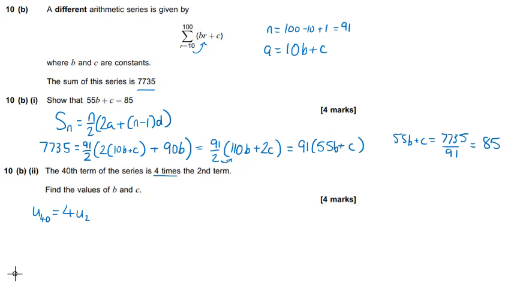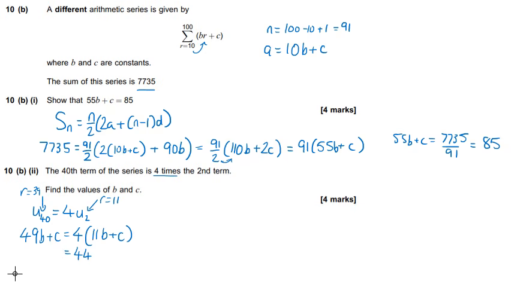Well, we know for the 40th term, we're starting with r equals 10, so the value of r for the 40th term is going to be 39 more than that. And in the other case, r is the second term. If the first term is 10, the second term is going to have r equal to 11. So we get 49 times b plus c is equal to 4 times 11b plus c.